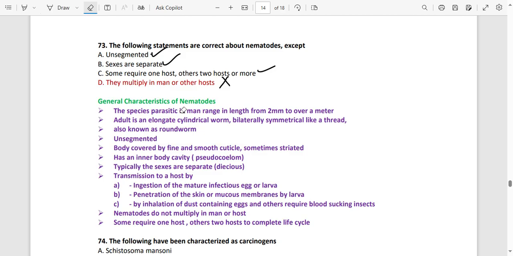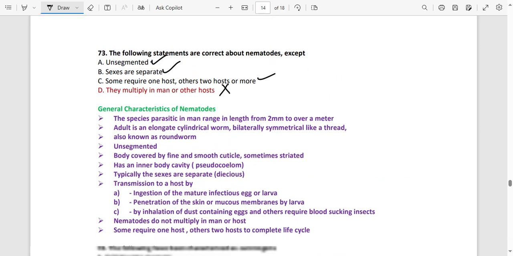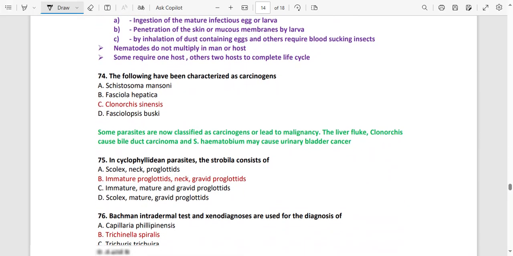The adults are elongated, cylindrical, also known as roundworms, with an unsegmented body covered by a fine, smooth cuticle, sometimes striated, and an inner body cavity. They have a complete GIT, typically separate sexes, and transmission to a host is by ingestion of the mature infective stage. Nematodes do not multiply in the host. Some require one host, others two hosts.